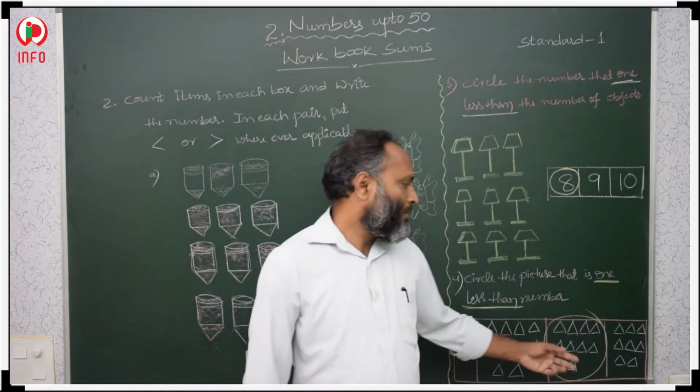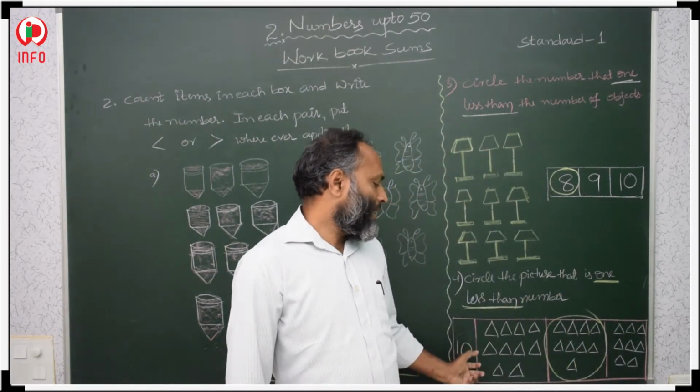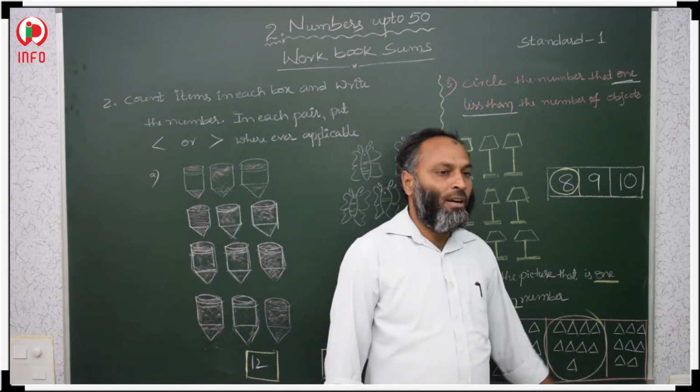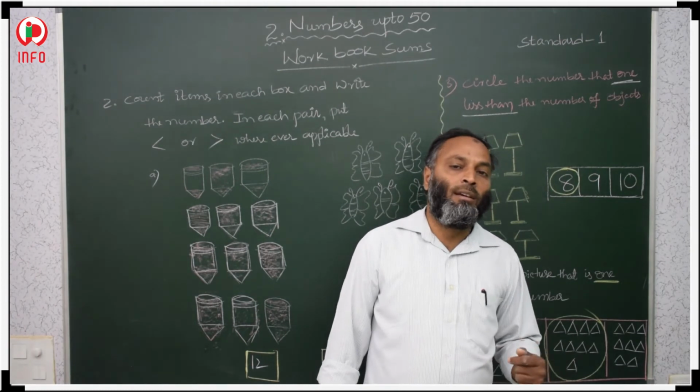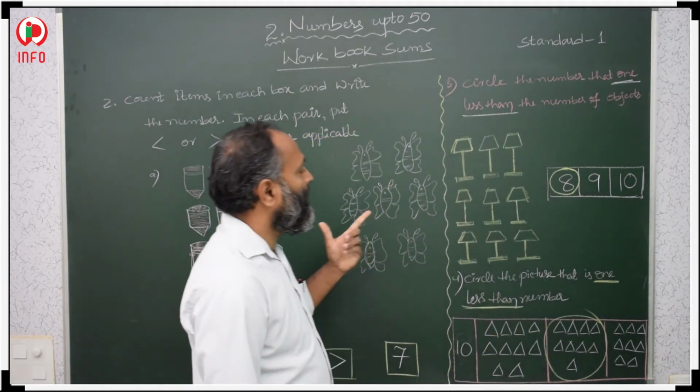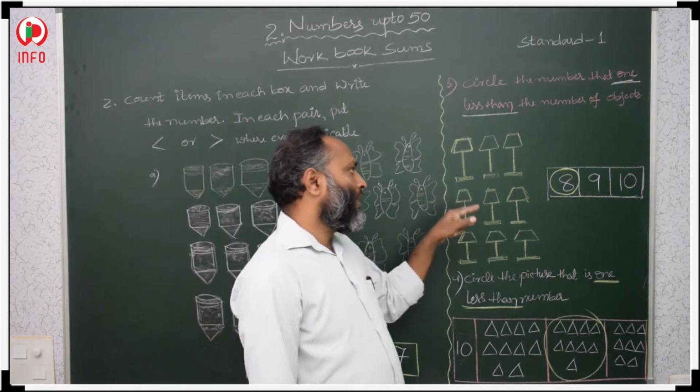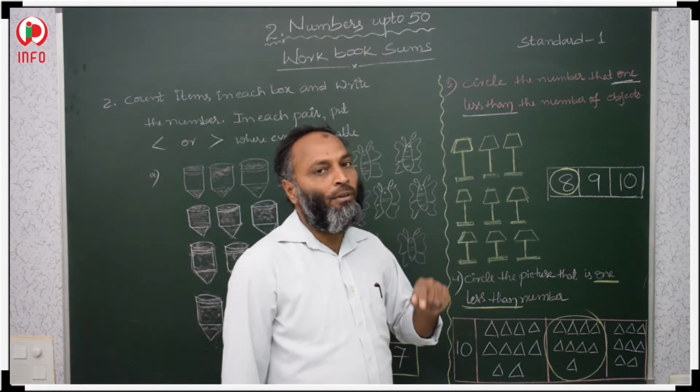So here 2 less, but we need only 1 less. 10 minus 1, then we get 9. So 9 triangles, wherever we have 9 triangles, that we make circles. In this way, whatever he is asking, we just have to understand the problem. According to that, we move and we have to do the circles.